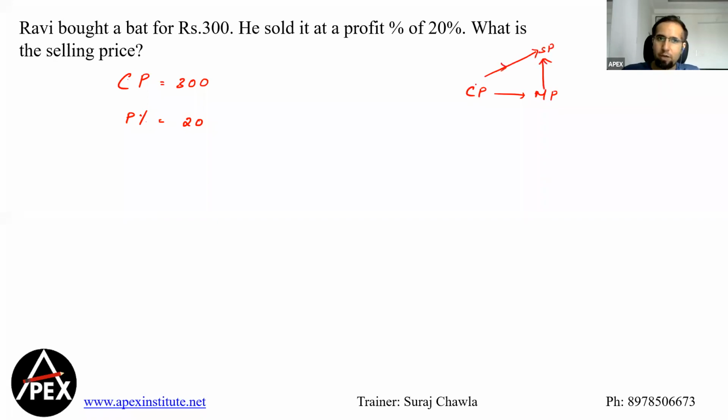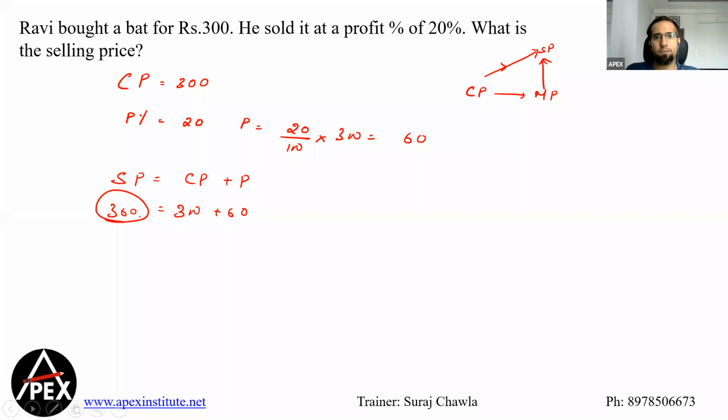So here the base value is cost price. So I might say that profit is equal to 20% of 300, which is equal to 60. And I know that my selling price will be equal to cost price plus profit, which is equal to 300 plus 60. And that's going to be 360. Is this point clear, guys?